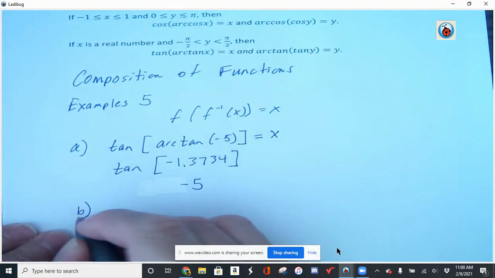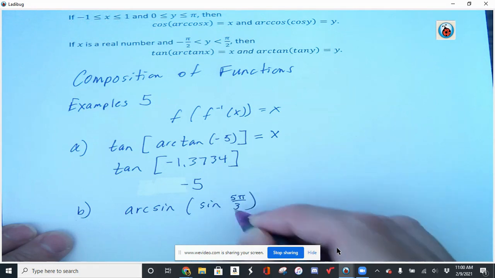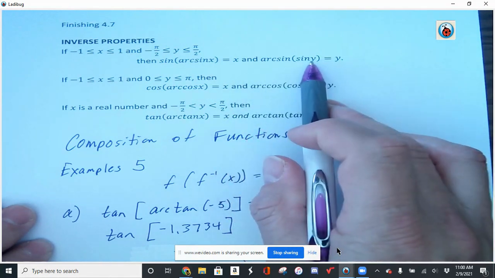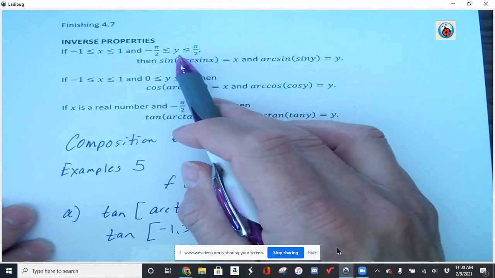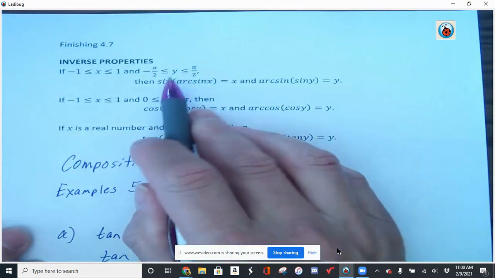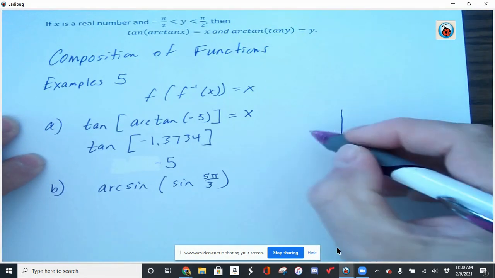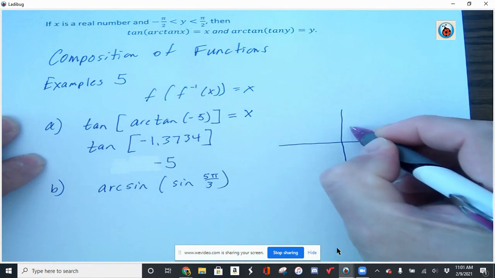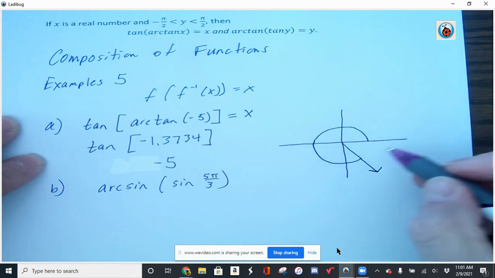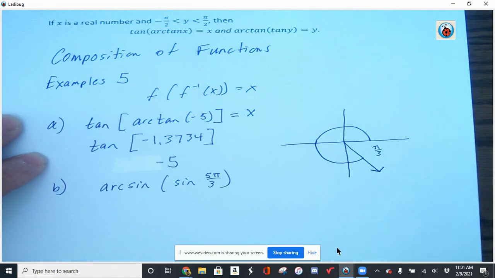The next one is I want to find the arcsine of the sine of 5 pi over 3. Looking at that property, the arcsine of sine y is equal to y. So we have to make sure that y falls within our interval. Here's my y value, 5 pi over 3. It does not fall within that interval, but before I finish that sentence, let's figure out where 5 pi over 3 is. Here's 1 over 3, 2 over 3, 3 over 3, 4 over 3, and 5 over 3. It's about right there. I can keep going one more third to finish off that circle.